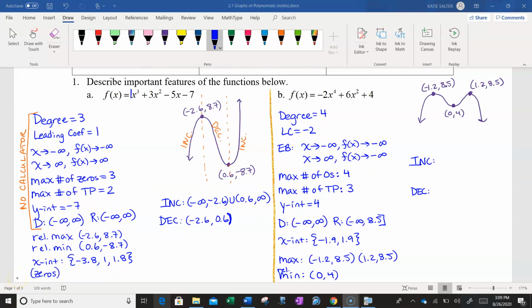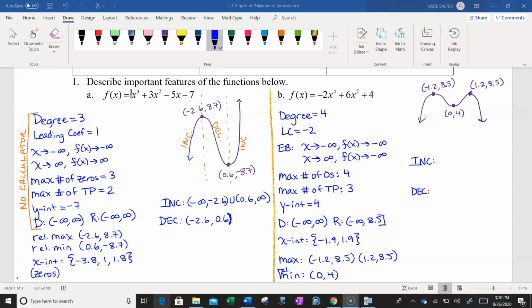So when we graph it, we can see this one actually has 3 turning points, 2 maximums and 1 minimum. So we want to make sure we have those and write them down. These maximums are absolute maximums. They're the highest the graph goes. So that's why the range is from negative infinity to 8.5, including 8.5, because it actually reaches that point.